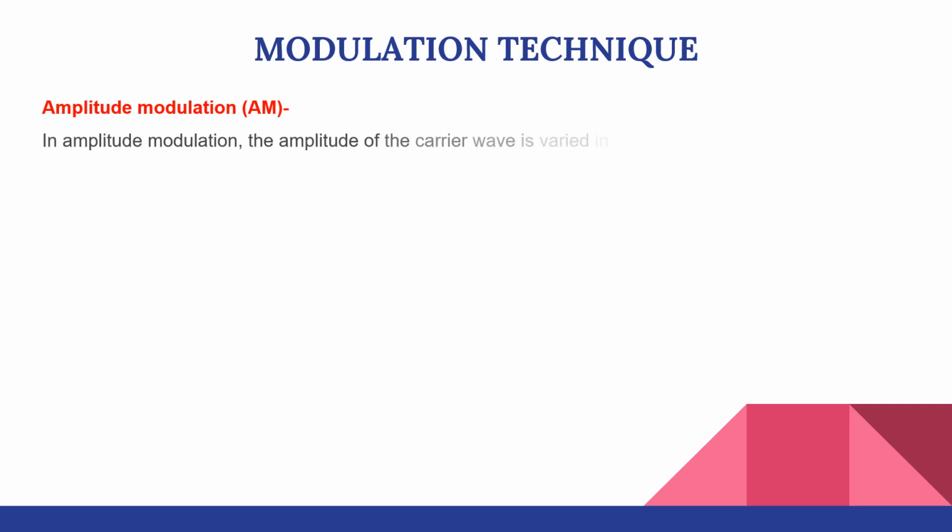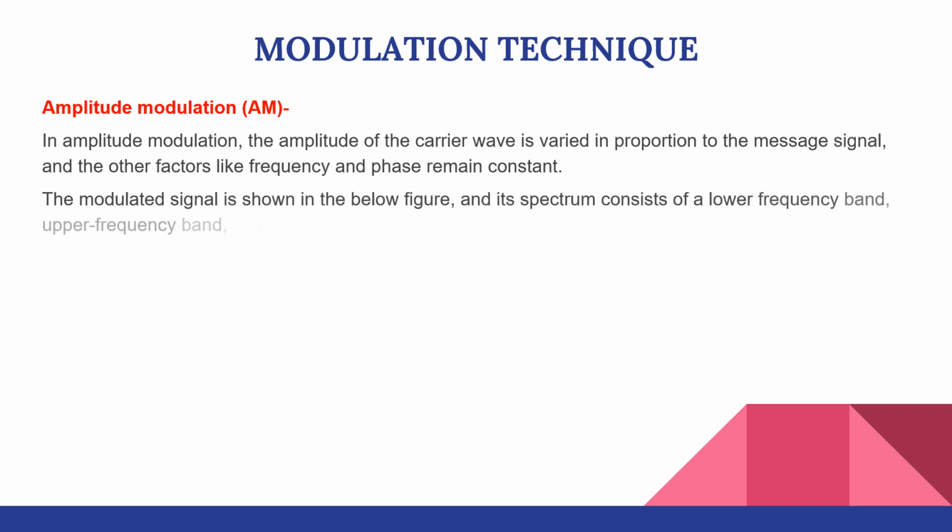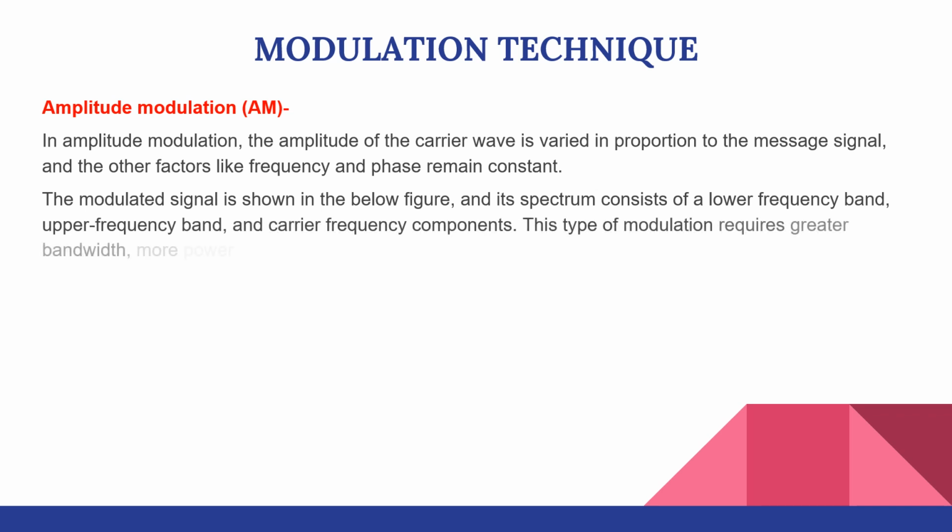In amplitude modulation, the amplitude of the carrier wave is varied in proportion to the message signal, and the other factors like frequency and the phase remain constant. The modulated signal spectrum consists of a lower frequency band, upper frequency band, and carrier frequency components. This type of modulation requires greater bandwidth and more power. Filtering is very difficult in this modulation.